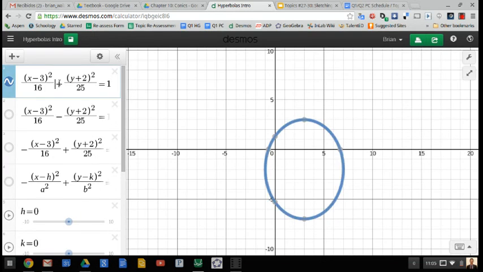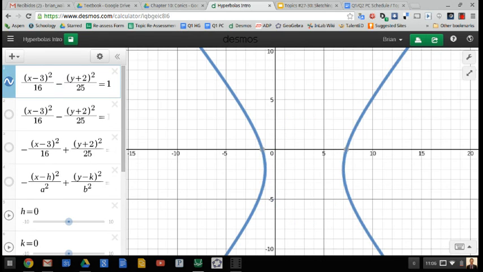Now, it turns out if you take this positive number and you make it negative, this turns into a hyperbola. And so a hyperbola has 2 branches. You can see one here to the left, one here to the right. It sort of looks like 2 parabolas, but the shape is not exactly the same.